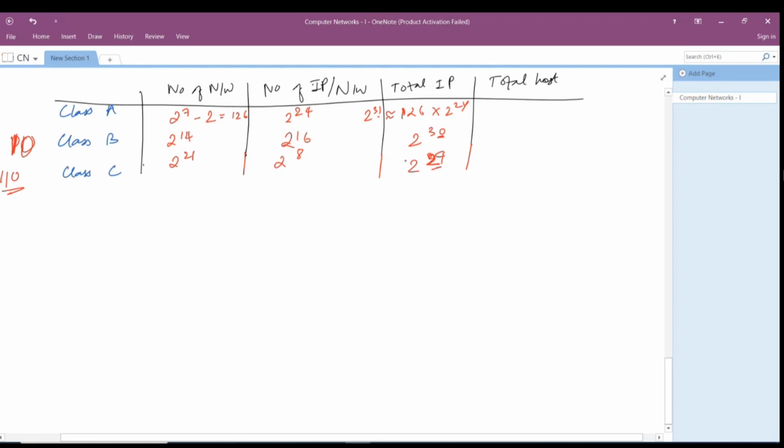So this was how the division is. And if you talk about the total number of hosts, it will be 2 to the power 24 minus 2, 2 to the power 16 minus 2, and 2 to the power 8 minus 2. So this is the complete discussion about the classful way of classifying IP addresses, which was followed. Now we have a different way, which is classless.